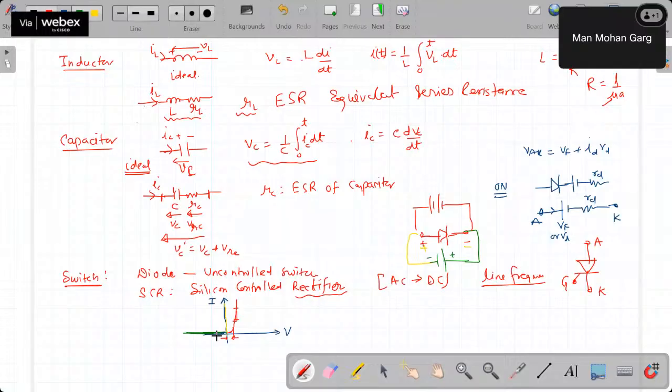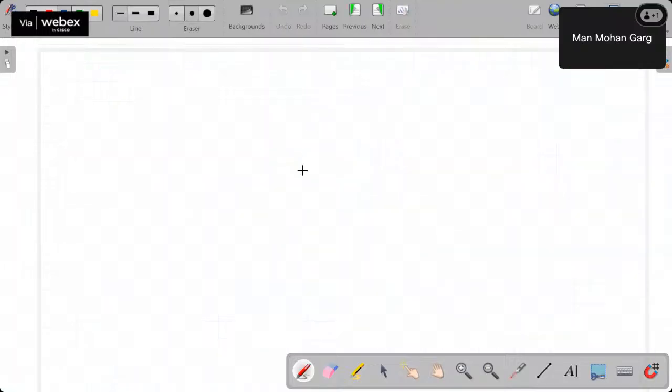The reverse bias is represented by, once again, the off resistance of the diode when it is reverse biased. So what we have seen is that in a non-ideal, practical scenario, these devices have certain losses, and in order to do proper analysis of efficiency and performance, we should know the difference between ideal devices and non-ideal devices.